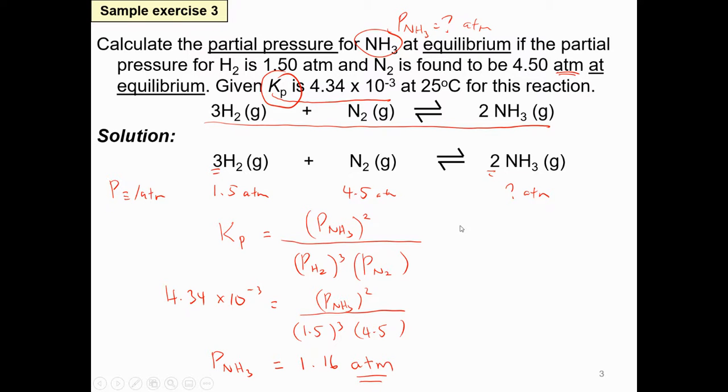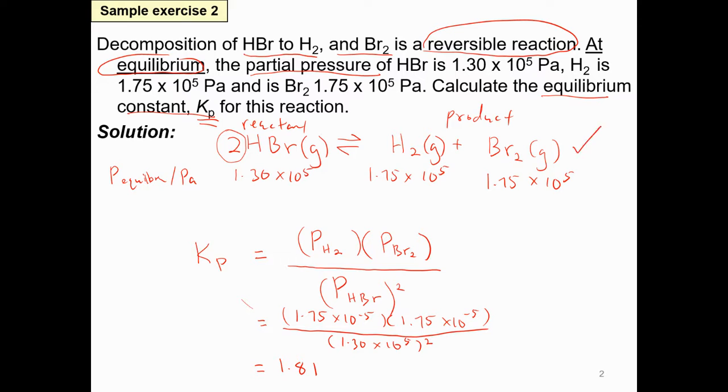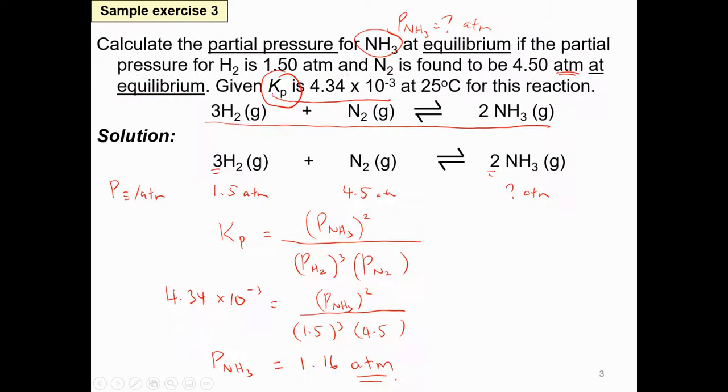So step 1, always start with writing the reversible reaction equation and balance it. Next one, put in all the information and then write the equilibrium constant expression, product over reactant, and don't forget the coefficient because that will represent the power. For equilibrium constant, no unit needed, but if asked for partial pressure, remember to give unit. So that's all for this chapter, equilibrium constant.